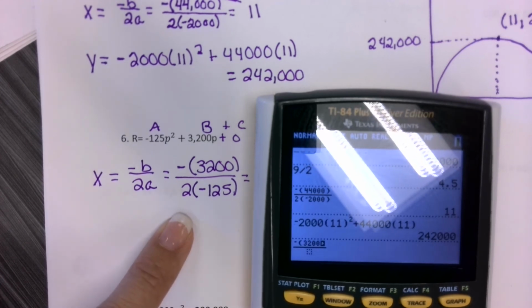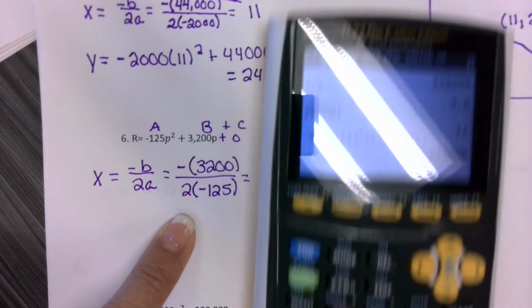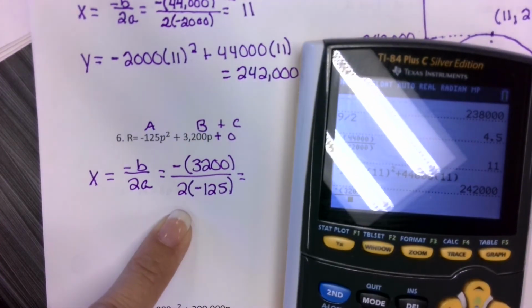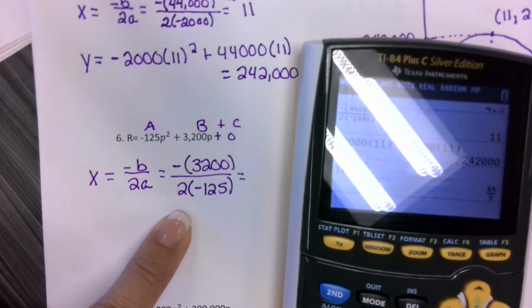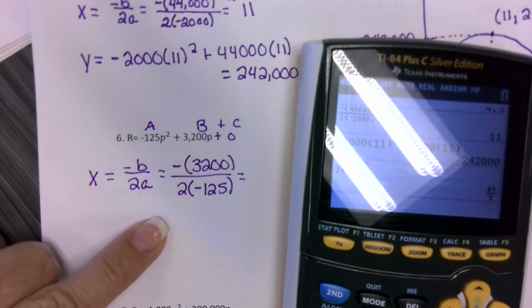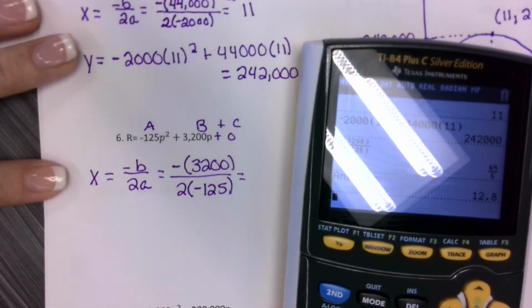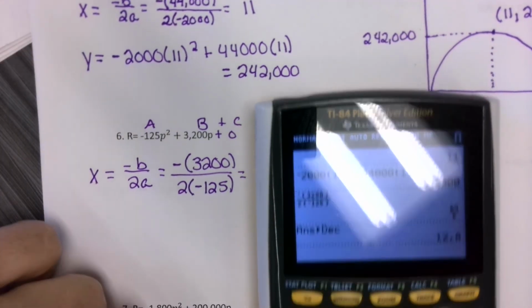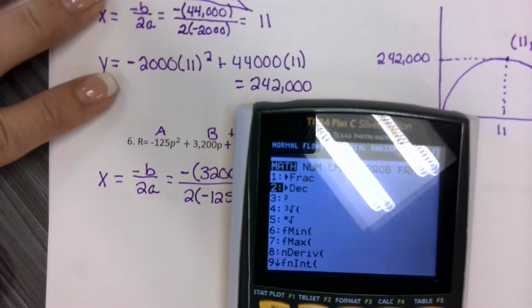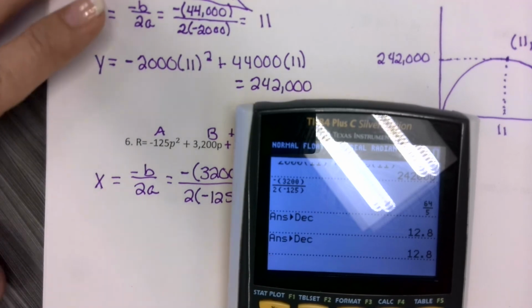Negative 3,200. Remember, if you're getting an error, that means that you're not using the negative button and you're using the minus button. So make sure that you're using the negative. Over 2 parentheses, negative 125. X equals math. Let's do a decimal. 12.8. So I just went to math and said, hey, math, I don't like fractions. Change it to a decimal, and I got 12.8.